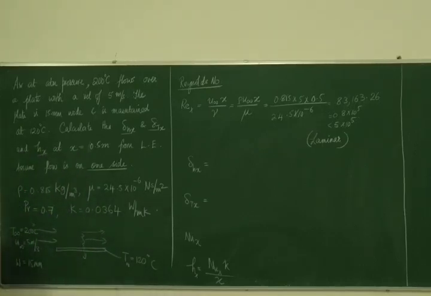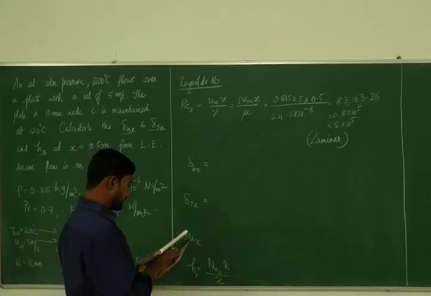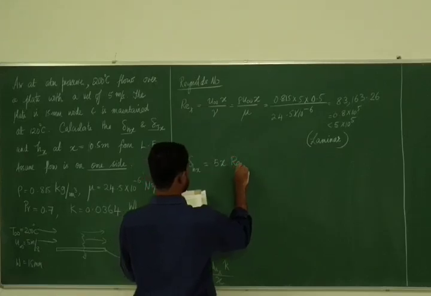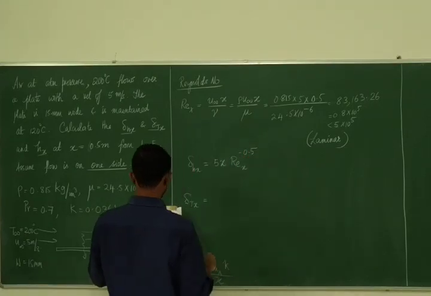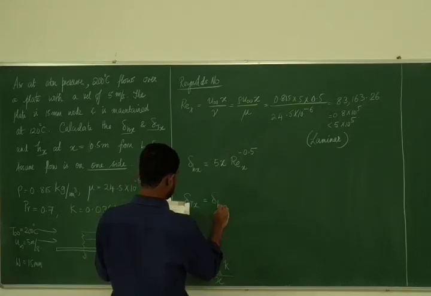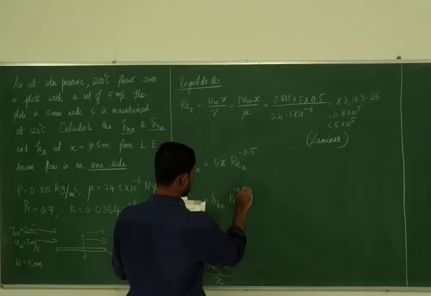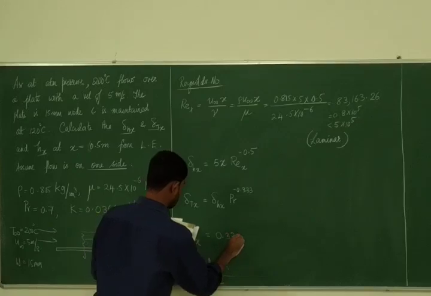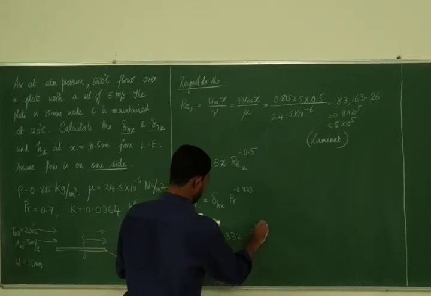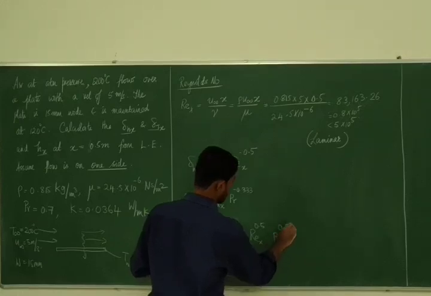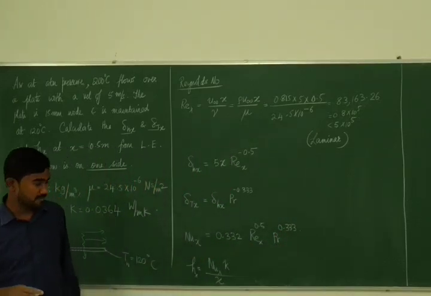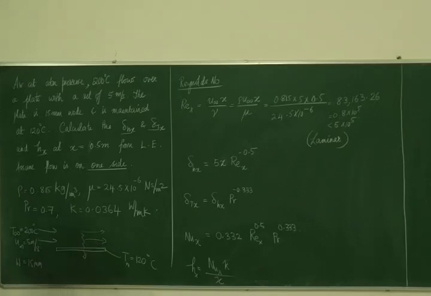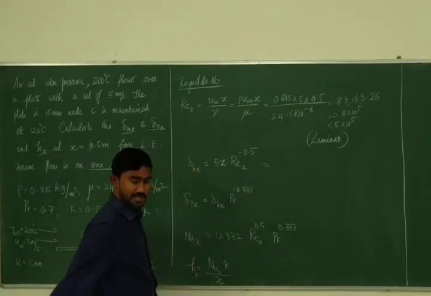Now let me write the correlations. Delta_h x is given by 5x Reynolds number to the minus 0.5. Delta_t x is delta_h x into Prandtl number to the minus 0.333, and the Nusselt number is 0.332 Reynolds number to the 0.5, Prandtl number to the 0.333. Remember, this correlation has to be used only when Prandtl number is between 0.6 and 50. Here the Prandtl number is 0.7, so you can use this particular correlation.